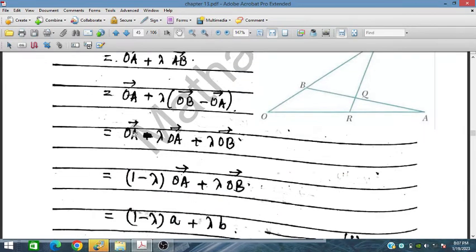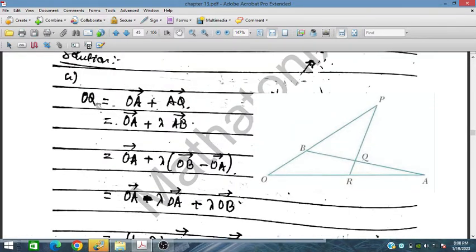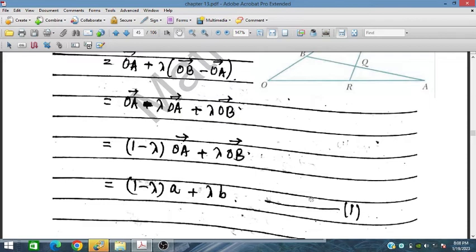OA can be taken common here, so 1 minus lambda is there, and lambda is here. So 1 minus lambda times OA, which is small a, plus lambda times OB, which is small b. This is the first representation in terms of lambda, a and b. So this OQ has been obtained.